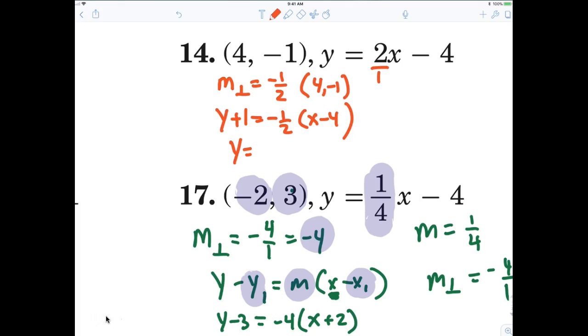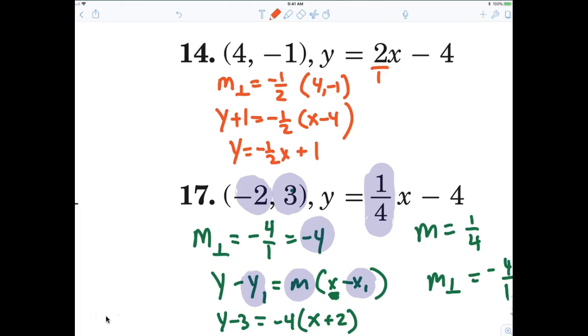Y equals. Wait. Okay. Sorry. Distribute the negative 1/2. You're fine. Don't be sorry. Negative 1/2 x. And then? Plus 1. Yes, good job. There you go. Negative 1/2 x plus 1. Just take your time, relax.